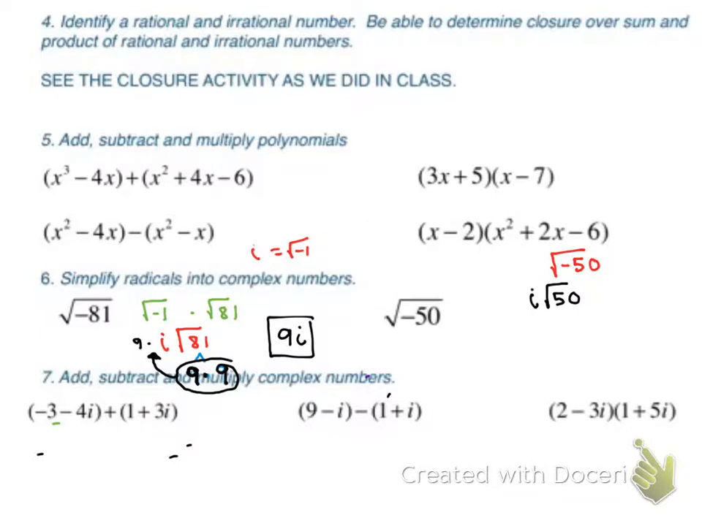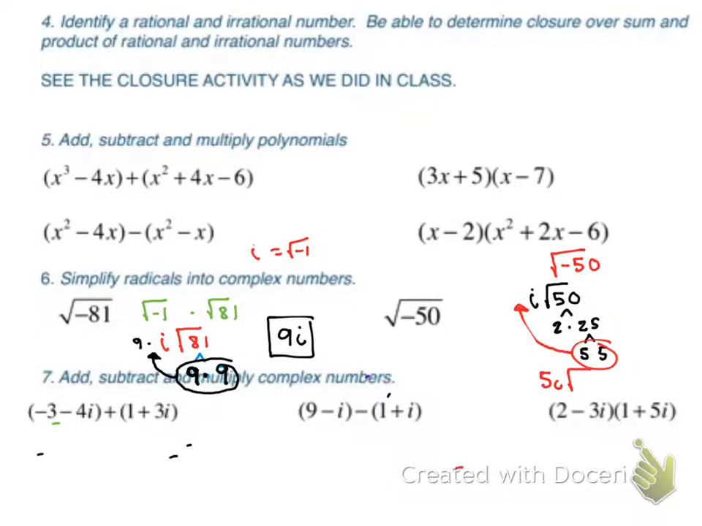Now we can focus on breaking down 50. We know 50 is 2 times 25. And then 25 breaks down to 5 times 5. So we look for our pairs. We have a pair of 5s that comes out and gets multiplied. So 5 times i is 5i times the square root.